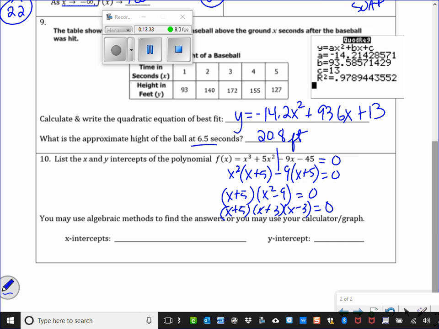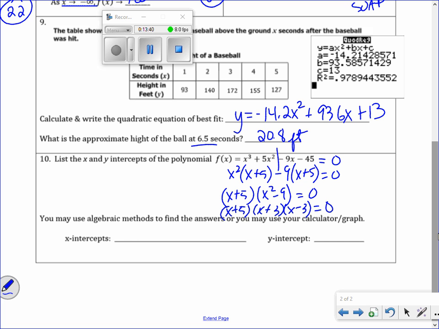So if you understand that and you want to do it, there's your x-intercepts: -5, 0; -3, 0; and +3, 0. And your y-intercept is sitting right here, because your y-intercept is when x equals 0. So if you put 0 for all these x's, the only thing that's left is -45.